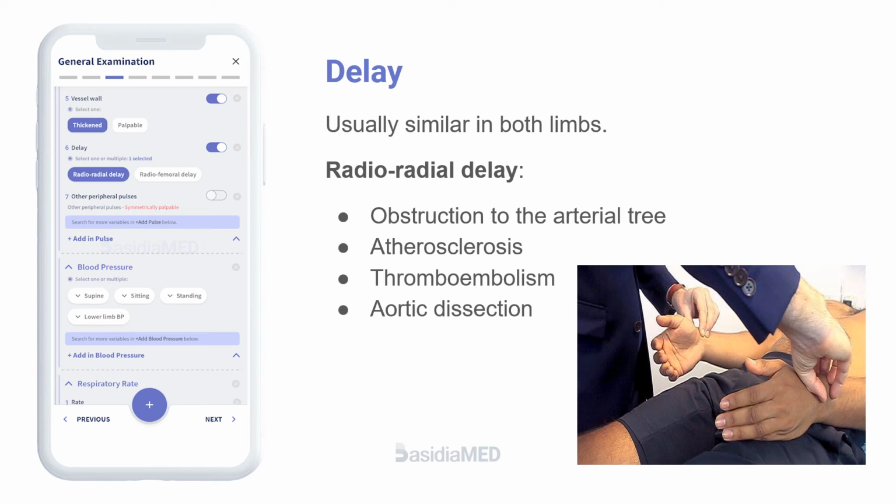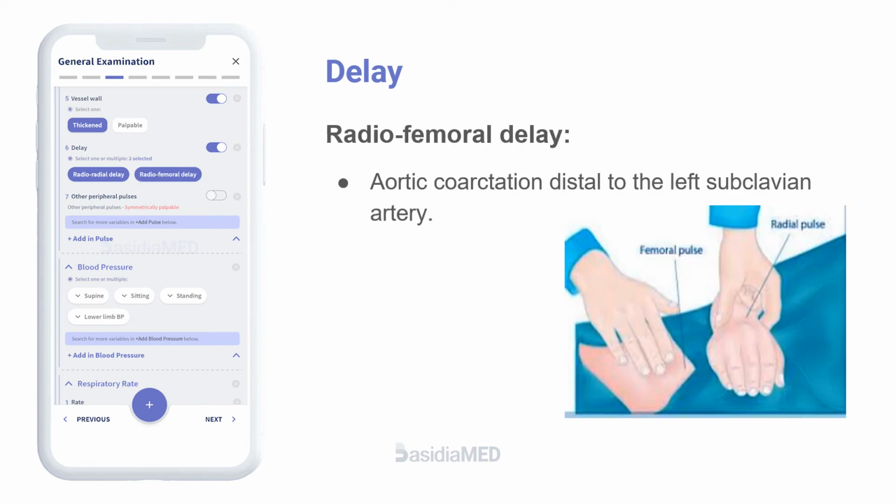In healthy individuals, the pulses should occur at the same time. If non-synchronous, it is indicative of obstruction to the arterial tree, atherosclerosis, thromboembolism, and aortic dissection. Radiofemoral delay. Palpate the radial and femoral pulses of the same side at the same time. In case of delay, the femoral pulse will be slightly later than the radial pulse. Significant delay suggests aortic coarctation distal to the left subclavian artery.